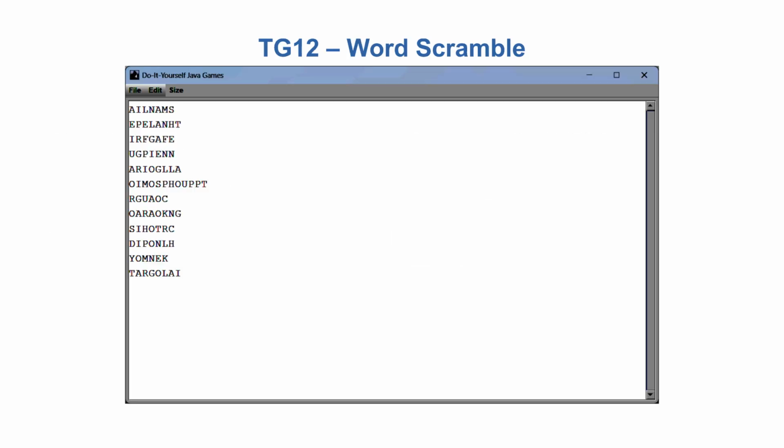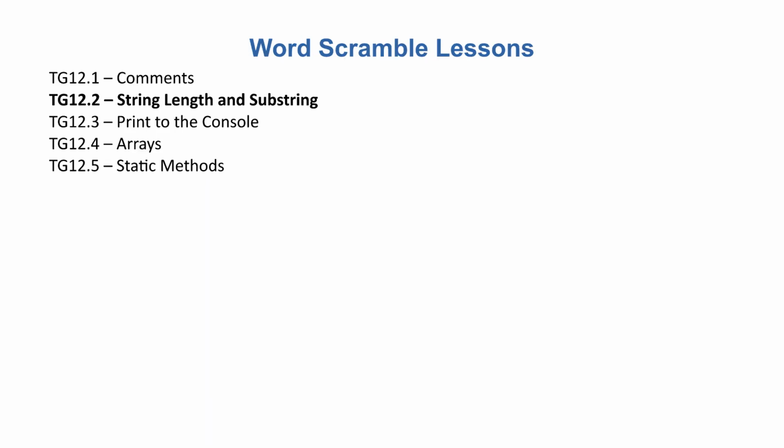Word Scramble will scramble the letters of a list of words for others to try and unscramble, like this. This is lesson TG12.2, where you'll learn to use strings, length, and substring methods. In the last lesson, we added comments to our Scramble project documenting the 4 steps to scramble a word. The first step is to pick a random letter from the original string.